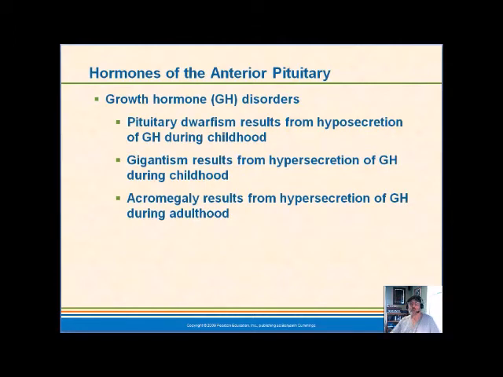Now, some growth hormone disorders that occur are pituitary dwarfism, which results when you have an insufficiency or hyposecretion of growth hormone during childhood. Gigantism results from hyper or excess secretion during childhood. And then acromegaly results from hypersecretion of growth hormone as an adult.